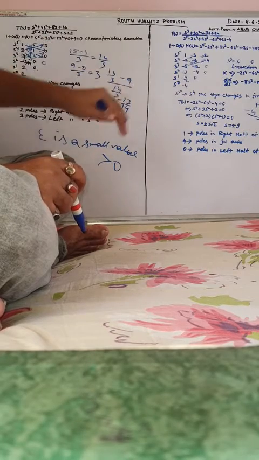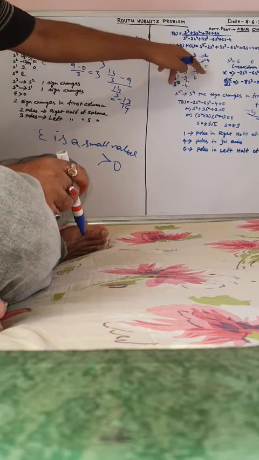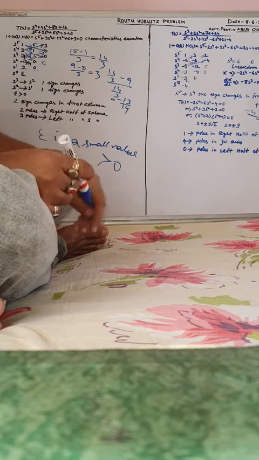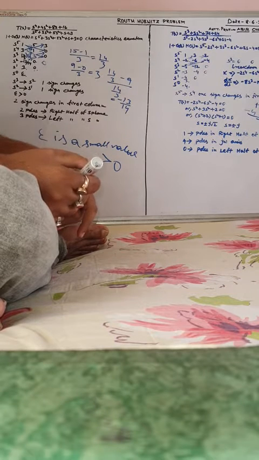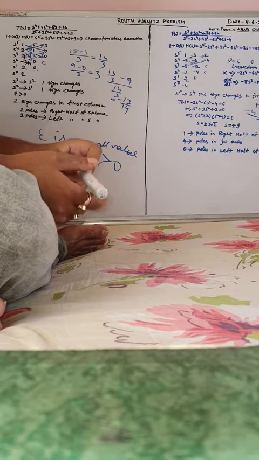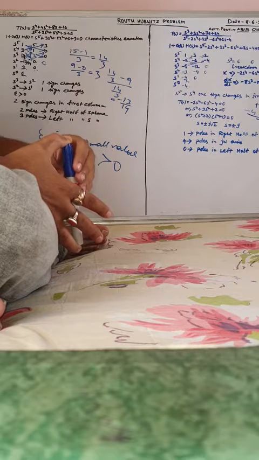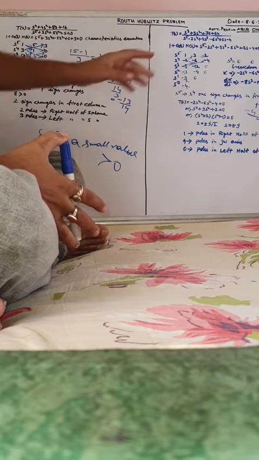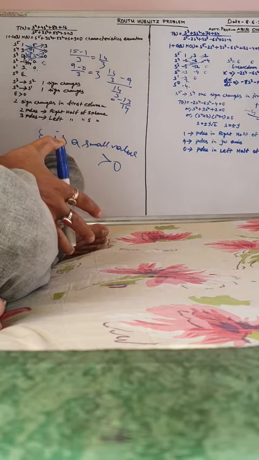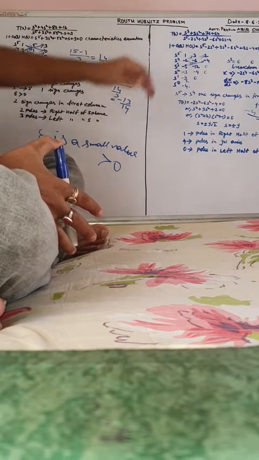If breakdown happens, here also 0, here also 0. So you cannot take a decision about the stability of the system. You don't know how many poles will lie at the right half of the S-plane or how many poles will lie at the left half of the S-plane. Then in that case, you have to take the first order derivative of its previous row.